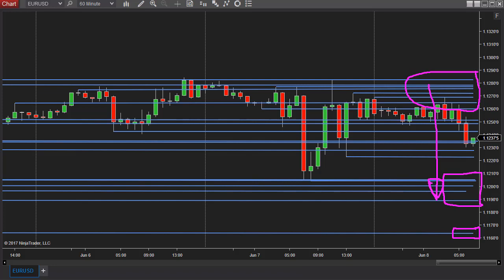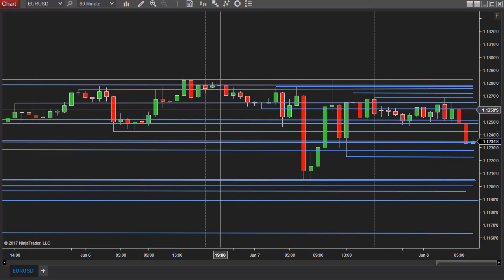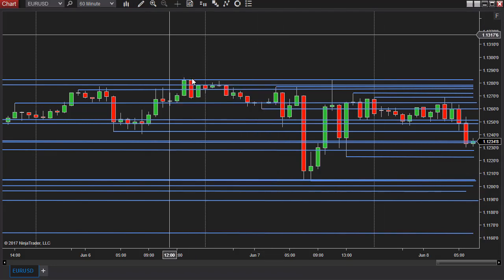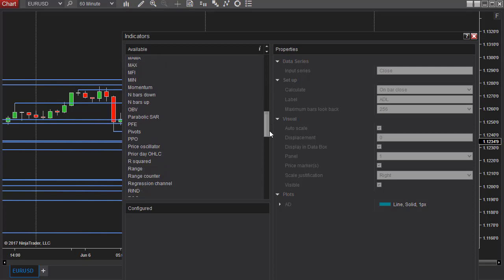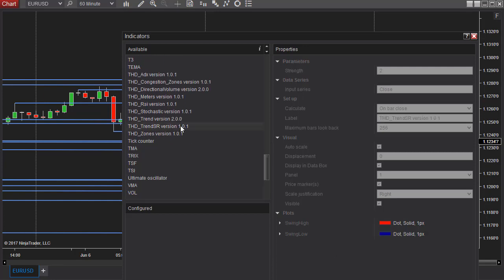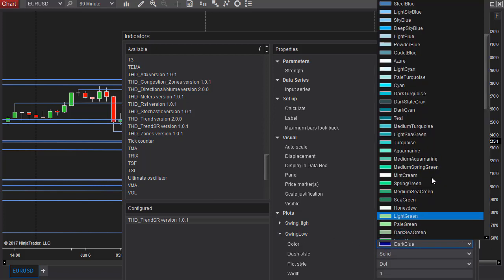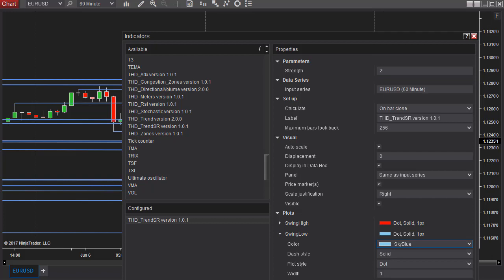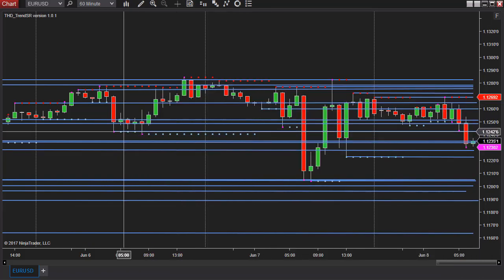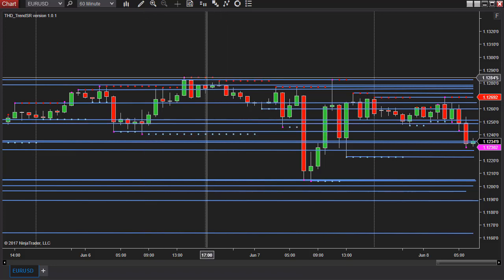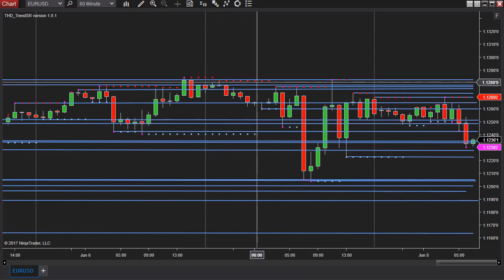Now I do have an indicator that actually will highlight all of these lows and the highs. It's called the Trend SR. And if I put that on the chart, you can actually see that it's going to draw dots off of the highs and lows that are going to act as support and resistance. So in this case, you can see the dots are coming off of the lows, and that's what I'll look for, a line of dots that are coming off of either the high or the low.